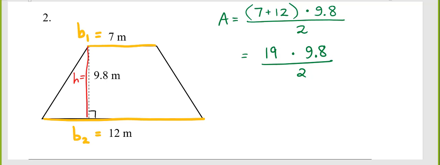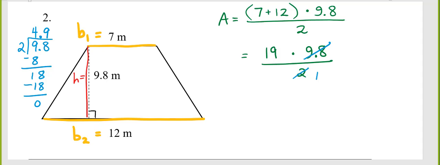I don't want to multiply first and then divide. I want to go ahead and simplify. I know that 2 goes into 9.8. What is that answer? 9.8 divided by 2. Bring the decimal up. 2 times 4 is 8. Subtract. Bring down the 8. 2 goes into 18 9 times. So 2 goes into 2 one time. 2 goes into 9.8 4.9 times.